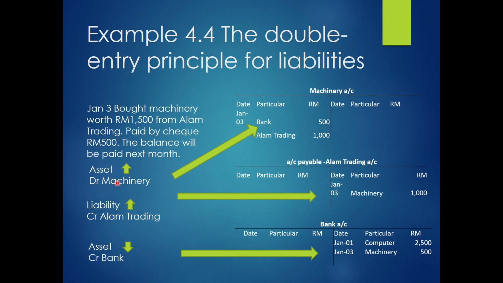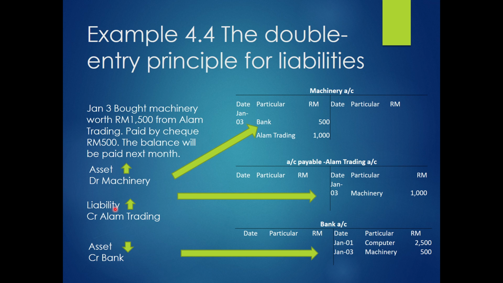First effect, asset machinery increase. Asset increase, debit. So for the machinery account, the entry will be made on the debit side, which is paid to bank, paid by check RM500, paid by credit to Alam Trading RM1,000. The date is 3rd January.